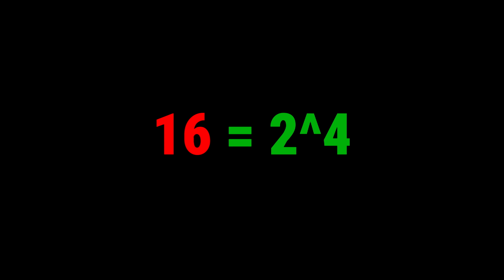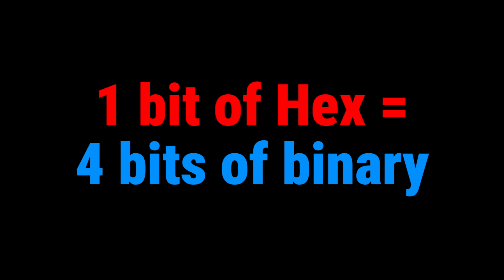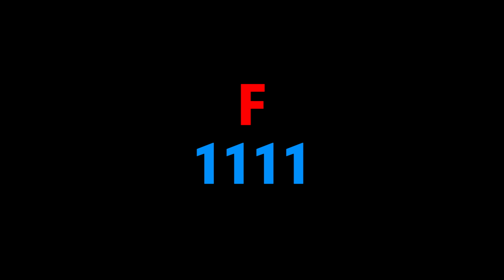Okay, but why 16? Why not 15 or 18 or even 20? Well, if you know your powers of 2, you'll realize that 16 is equal to 2 to the 4th power, and this is no coincidence. 2 to the 4th power is the same as writing 2 times 2 times 2 times 2, meaning 1 hex bit is equal to 4 binary bits. That means that using only 2 bits of hexadecimal, you're able to store a whopping 8 bits of information.